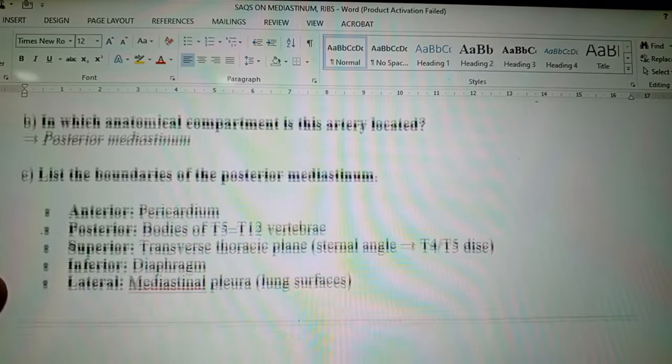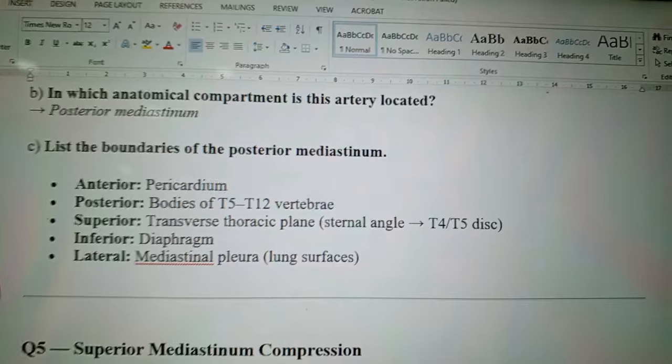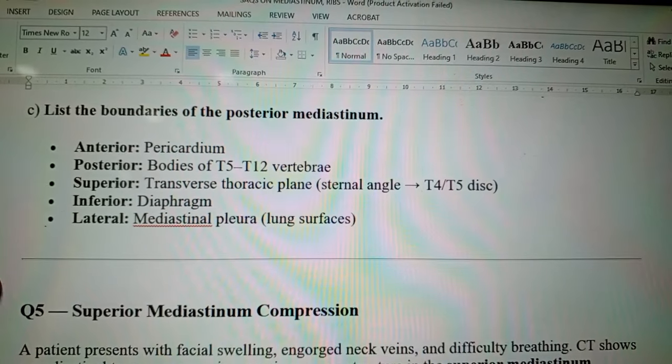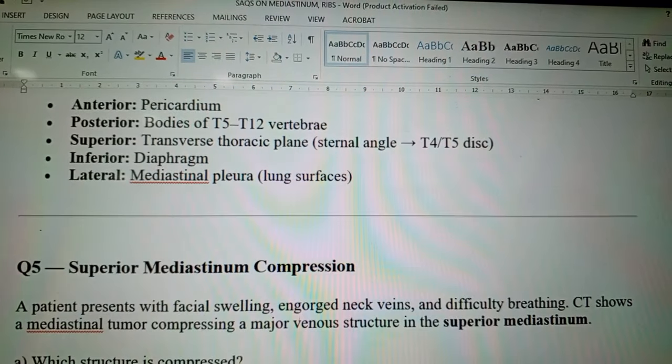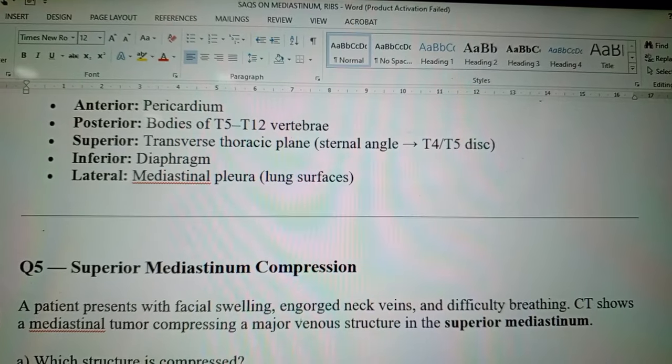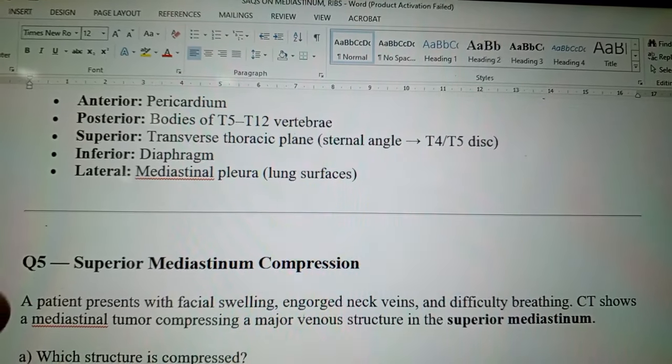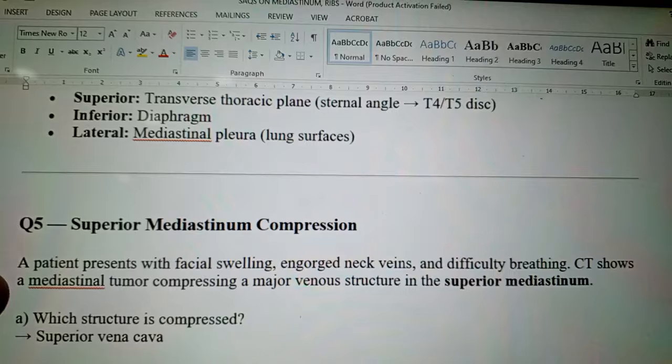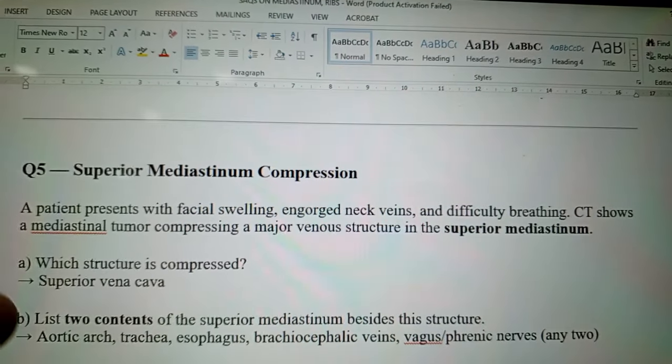List the boundaries of the posterior mediastinum. Anteriorly, pericardium is present. Posteriorly, bodies of T5 to T12 vertebrae. Superiorly, transverse thoracic plane, sternal angle, T4 to T5. Inferiorly, diaphragm is present. Laterally, mediastinal pleura, lung surfaces are present.